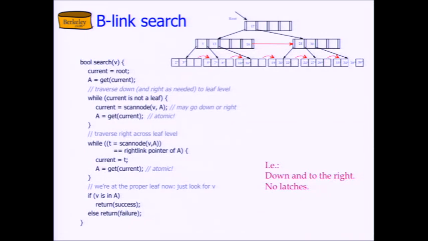Gratuitously threw a copy of the tree at the top. I'm not sure we need it. But you start at the root. You get a pointer to the root, and you copy the root into a buffer A. And then you traverse down and to the right as needed until you get to a leaf. So while you're not at the leaf, you do scan node to figure out where to go next, which may be down or may be right. And then you copy that pointer that scan node returns into A, into the buffer.